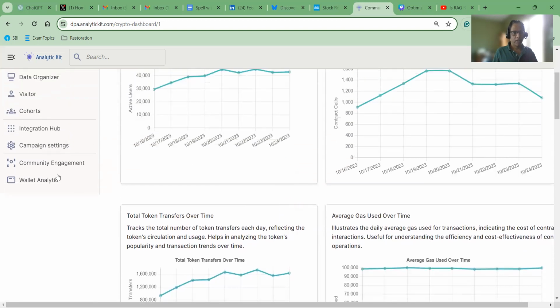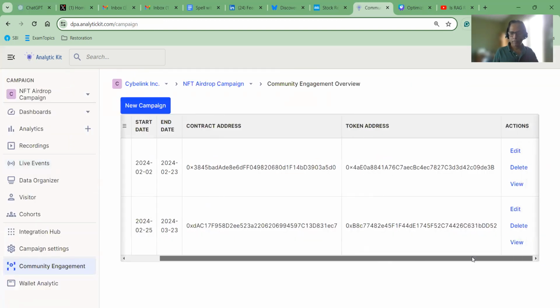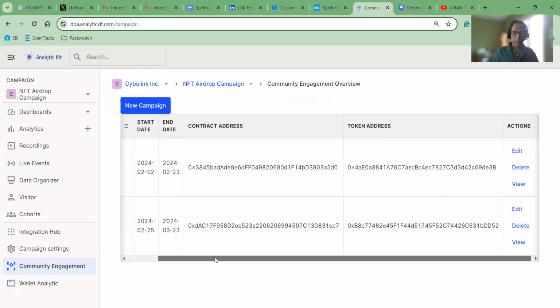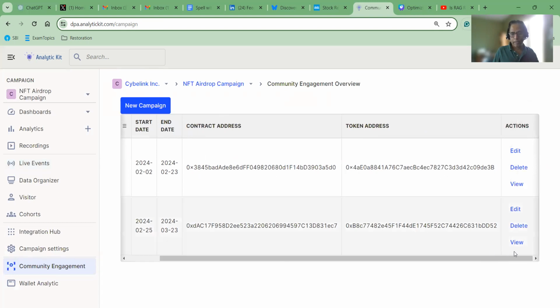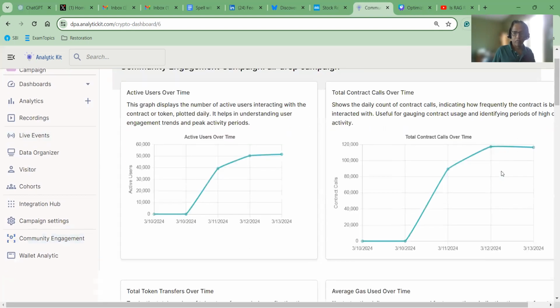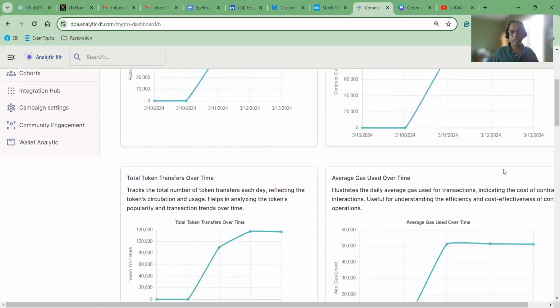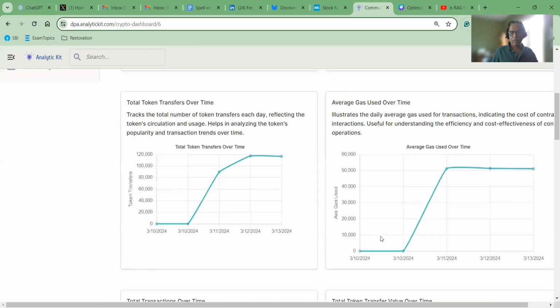Let me change to the other campaign that I started for this presentation. This campaign I started in 2025, February 25 to March 23rd, and then I can see the graph usage. This one gives you a little more variation in the graph. For example, if you view the graph for March 10th, the graph is pretty empty. Then the graph started going up during the second day of your campaign. You can see from 0, it went all the way to 50K.